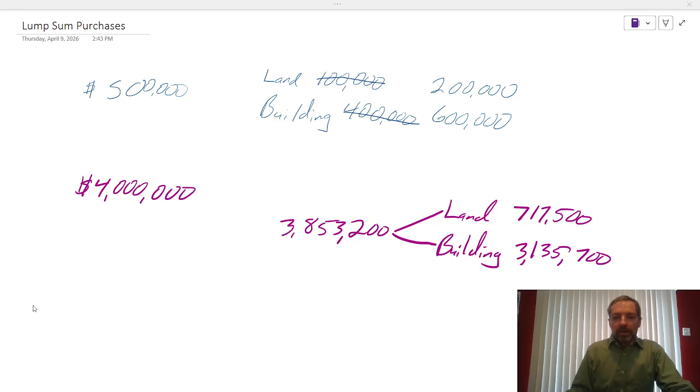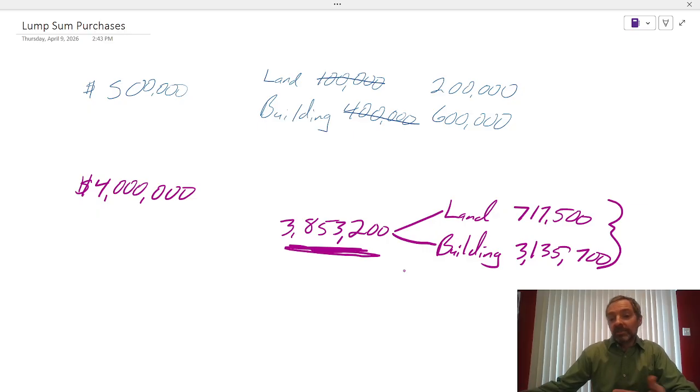here. All right, so what is tempting for a lot of students to do is to just say, oh, the land is worth $717,500, the building is worth $3,135,700. Let's put those as debits, and then we'll credit cash $4 million. But again, the problem here is that the debits then wouldn't equal the credits. This price right here actually has nothing to do with what we paid for it. All we are doing is using these numbers as a tool to help us determine how we break up the $4 million between the land and the building.